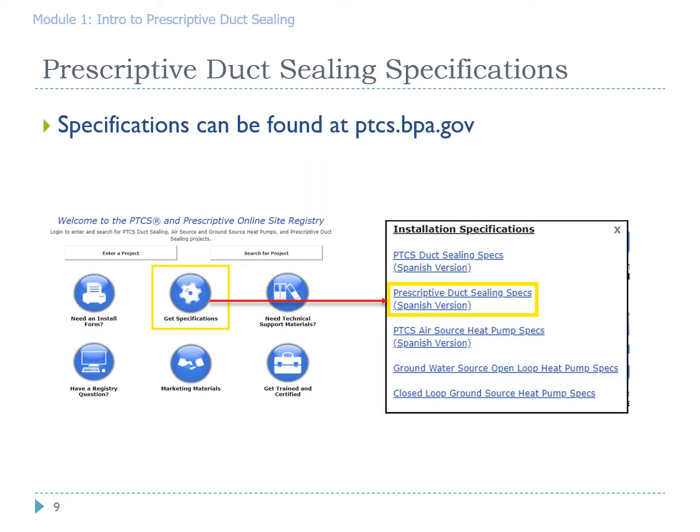If you write down one website today, please write down ptcs.bpa.gov. All relevant specifications can be found at this site. Specifications are covered there, and as the slide shows, it also carries a Spanish version, which can be very useful.